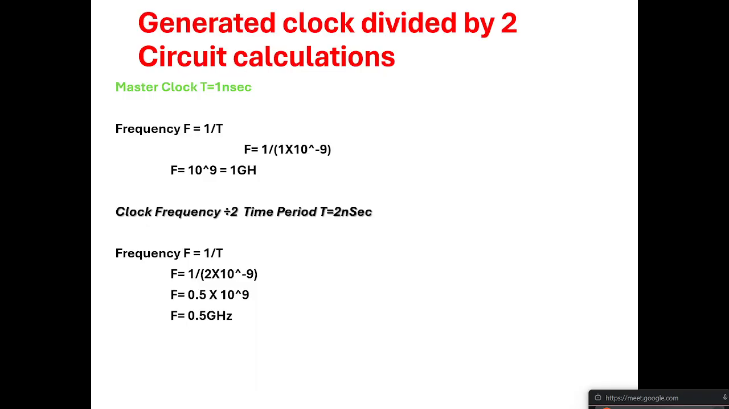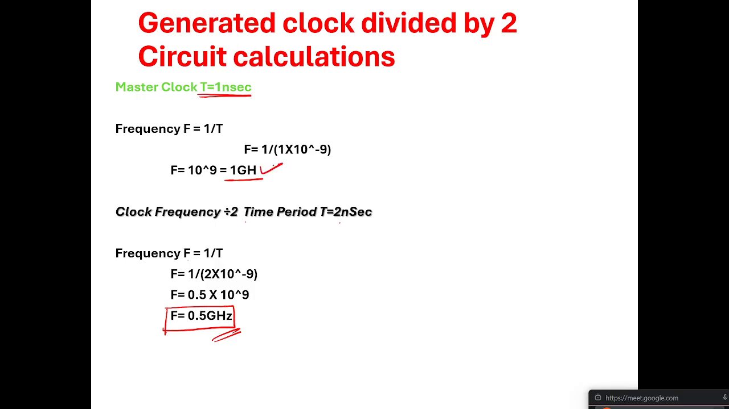So how to calculate? Suppose the master clock period is 1 nanosecond. F equal to 1 by T means F equal to 1 by 10 power minus 9, which is 10 power 9, so 1 gigahertz. Now clock frequency divided by 2 means T becomes 2 nanoseconds, and F equal to 1 by T means 1 by 2 into 10 power minus 9, so the resultant frequency is 0.5 gigahertz.